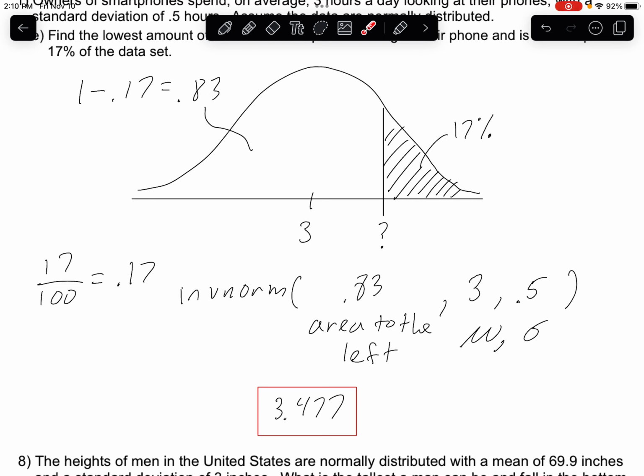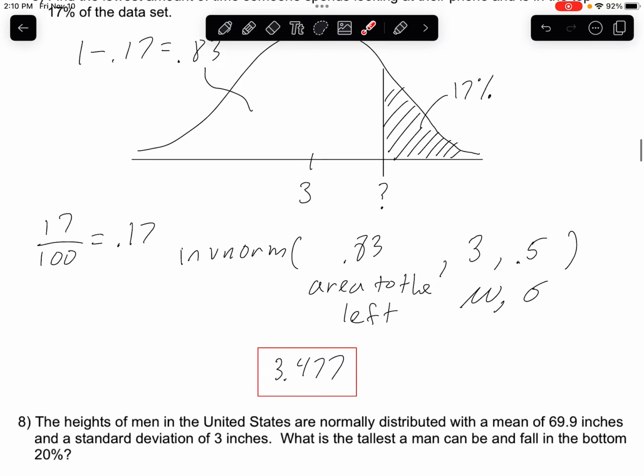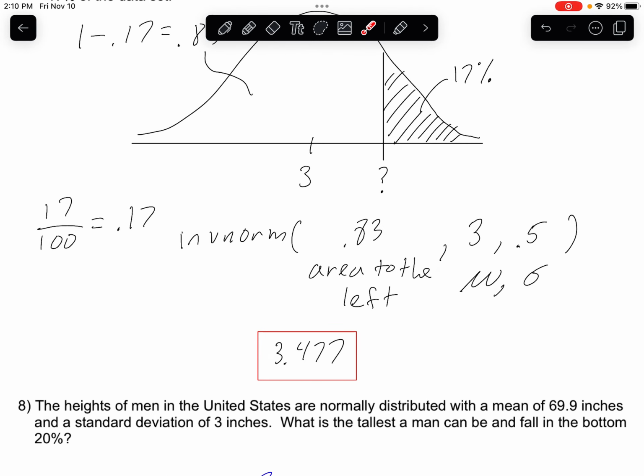Number 8 on the review sheet, if I can jump forward, is the same type of problem, but I wanted to show a different data set. This one has data that records the heights of men normally distributed with a mean of 69.9 inches and a standard deviation of 3 inches. So what is the tallest a man can be to fall in the bottom 20%? So we're given the percentage 20, but instead of it being at the top end of the normal distribution, it's asking us for the bottom end of the normal distribution.